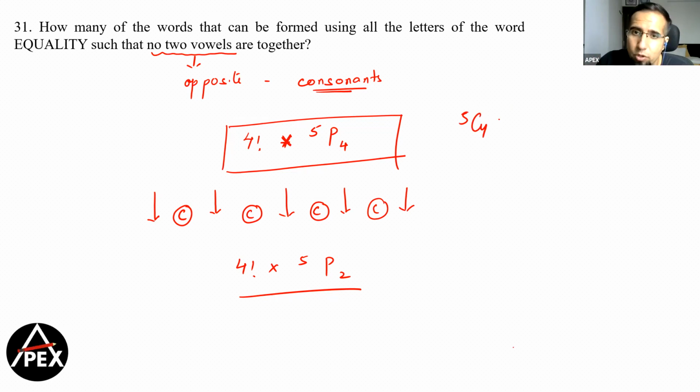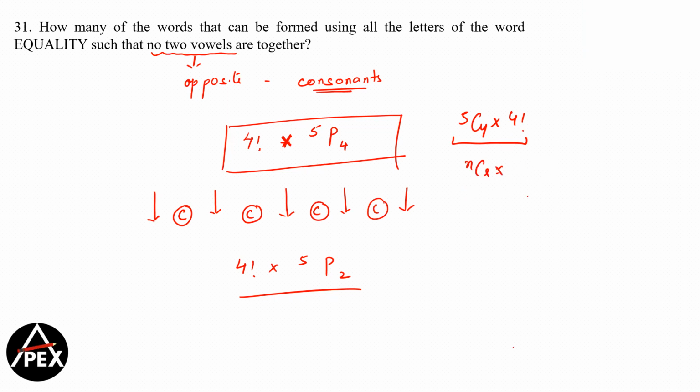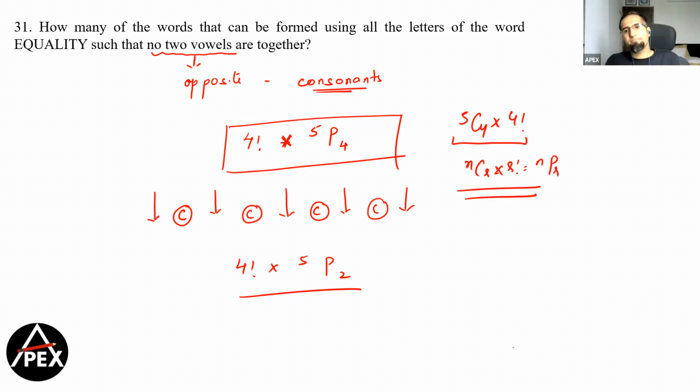Now you have to continue. In those 4 places, you have to arrange 4 vowels. In how many ways? 4 factorial ways. Now nCr into r factorial is equal to nPr. Clear, Shravya? You're not just selecting 4, you have to arrange them also.